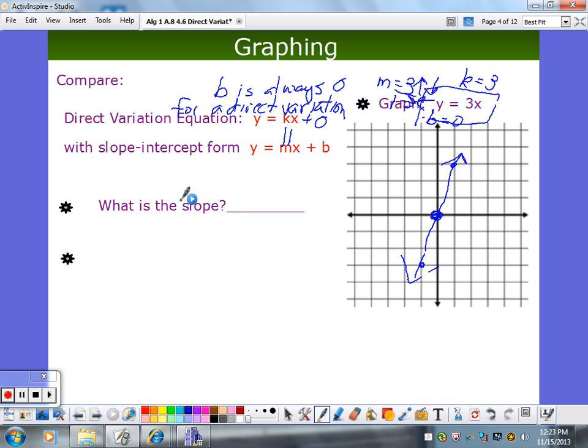So what's the slope? We did this already. And what's the y-intercept? So graphing them is no different than the other graphing practice we just did. It just happens that you're always starting at the origin. That's all that is. What else have we got here?